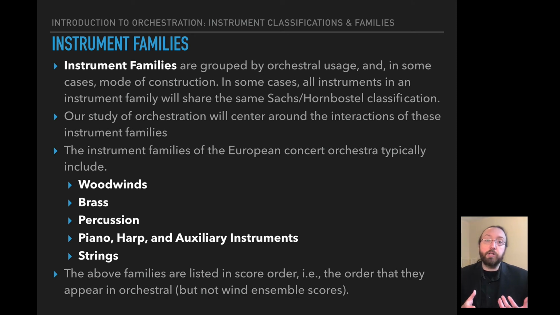Our study of orchestration will center around the interactions of these instrument families, but it's helpful to understand how they're actually producing sound, which is why we went over the Sachs-Hornbostel classification first. The instrument families of the European Concert Orchestra typically include, in score order, woodwinds, brass, percussion, piano, harp, and auxiliary instruments, and strings. When I say score order, I'm referring to the order that the instruments are actually appearing in when a conductor is looking at the score.